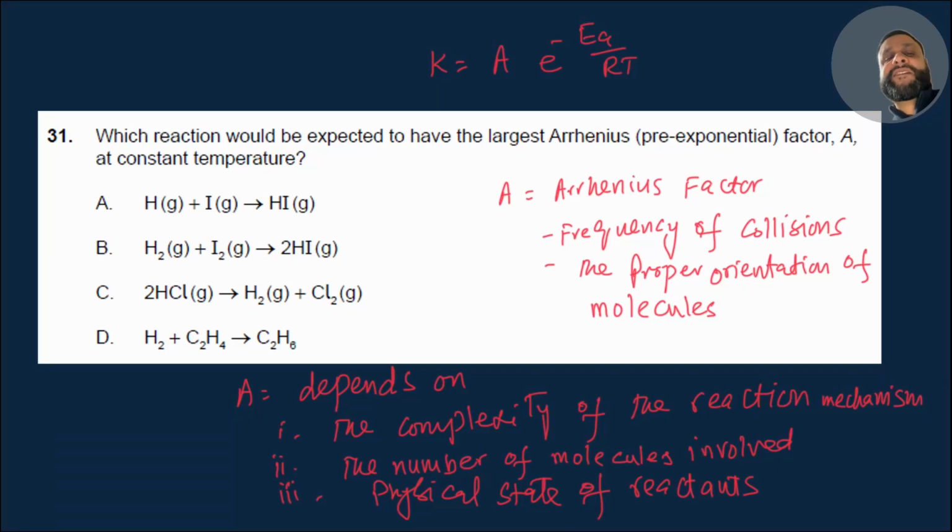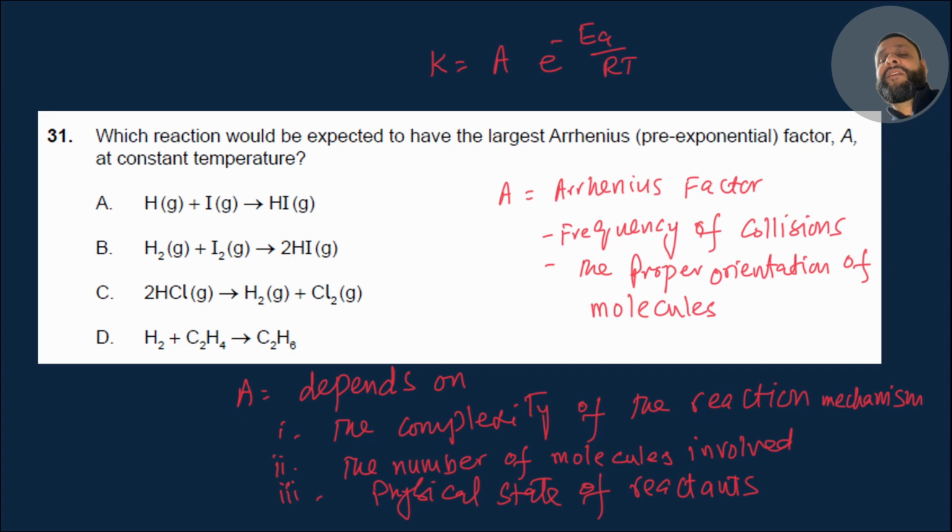Which reaction would be expected to have the largest Arrhenius or pre-exponential factor A at constant temperature? So I have written the Arrhenius equation: k is equal to A e to the minus Ea over RT. A is called the Arrhenius factor or pre-exponential factor. Ea is the activation energy, R is the gas constant, T is temperature.